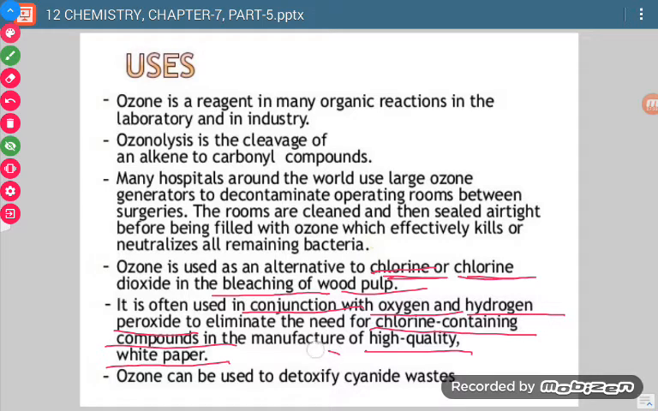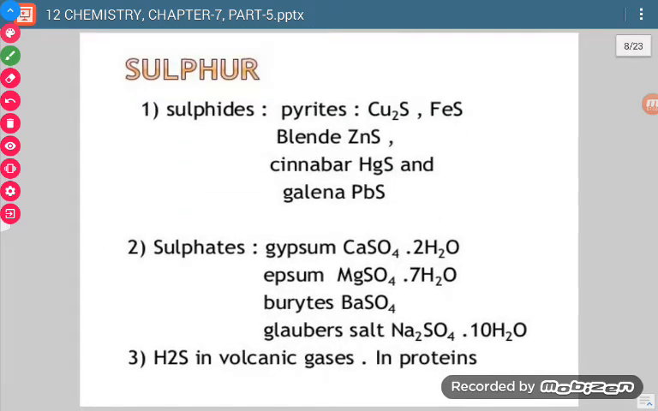Now it has one more important use. It detoxifies cyanide wastes. So whenever there are industries where cyanide waste is produced, which is very dangerous for health, the use of ozone will detoxify it and eliminate the toxic effect of that substance.